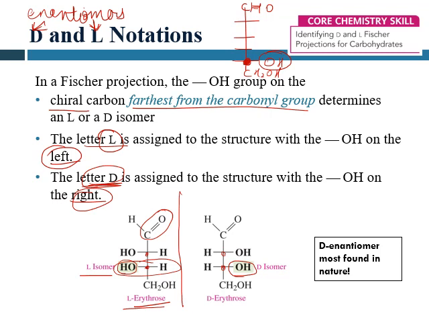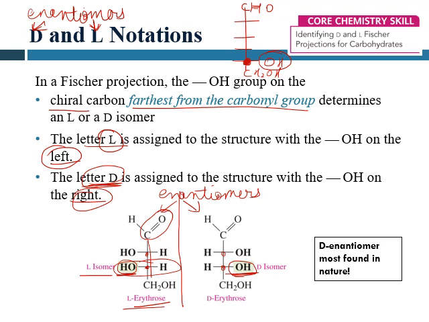First thing, these are non-superimposable, which means these are enantiomers. And we have two types of enantiomers. One is D, another is L. D is the one which has OH on the right. L is the one which has OH on the left. And we are looking at the carbon which is farthest away from the carbonyl.